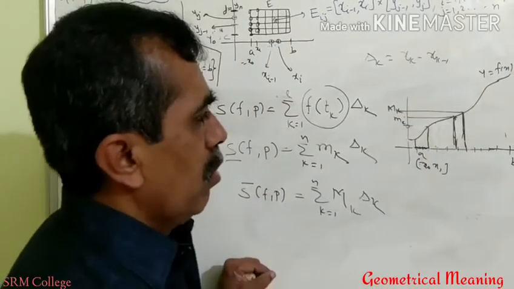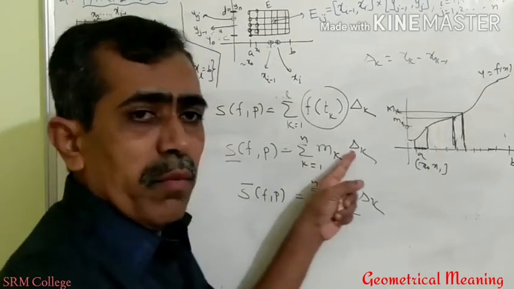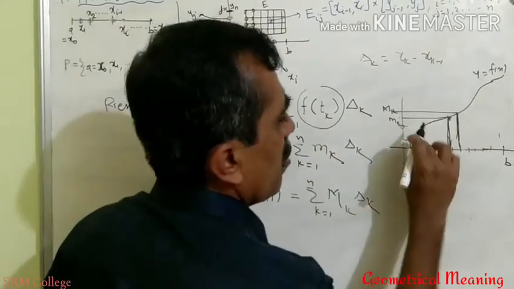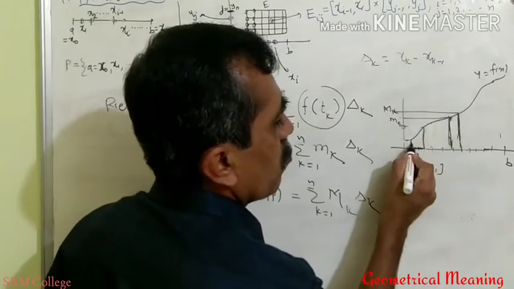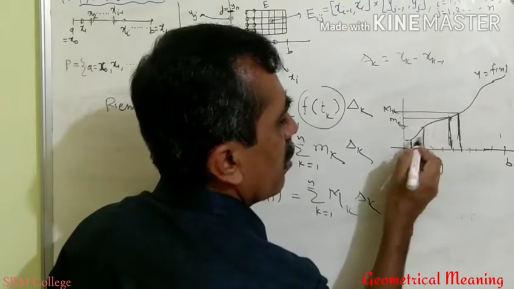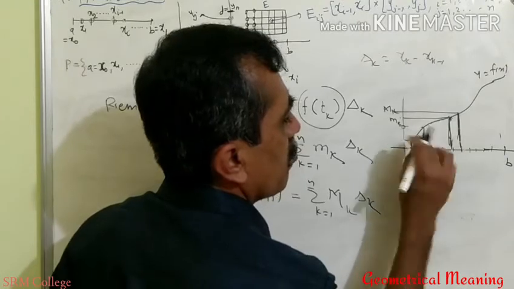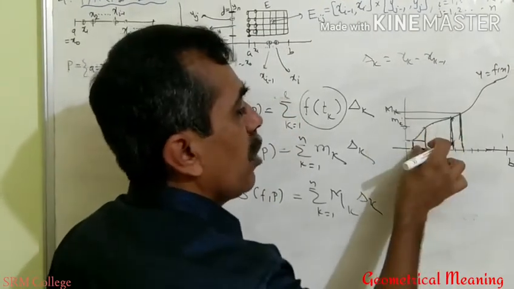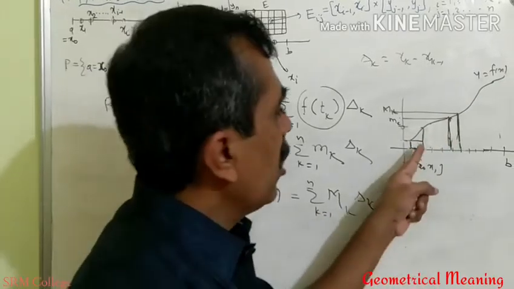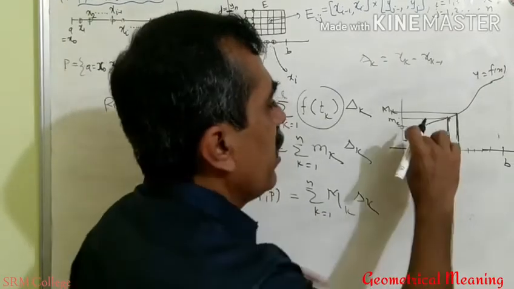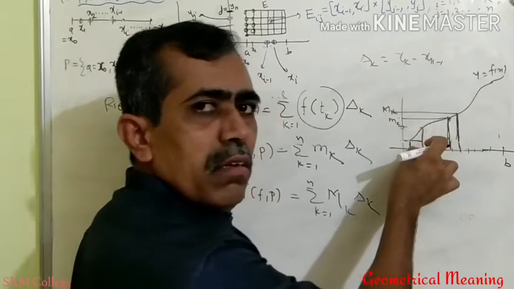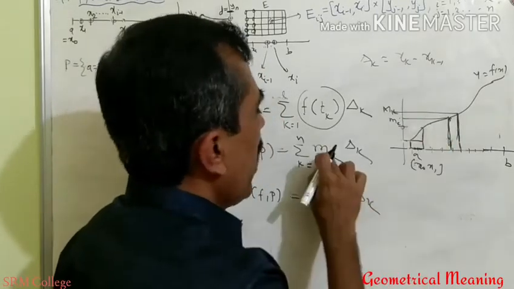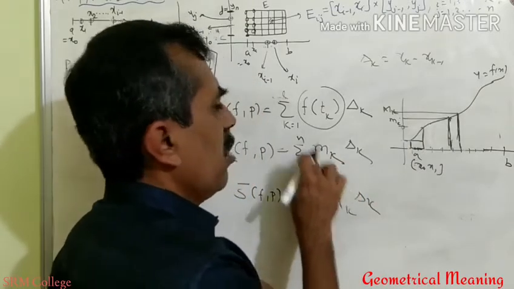Now, what is the geometrical meaning of this? m1 into delta 1. See here, this is small m1, into delta 1. What will this give you? m1 into delta 1 will give you the area of the rectangle with height m1 and width, or length, delta 1. Similarly, go on taking k equal to 2.